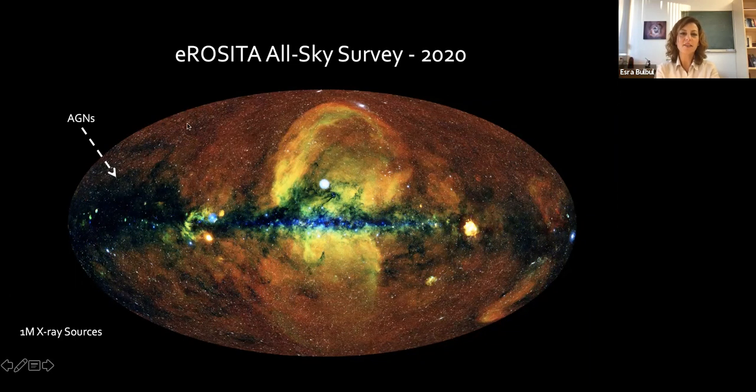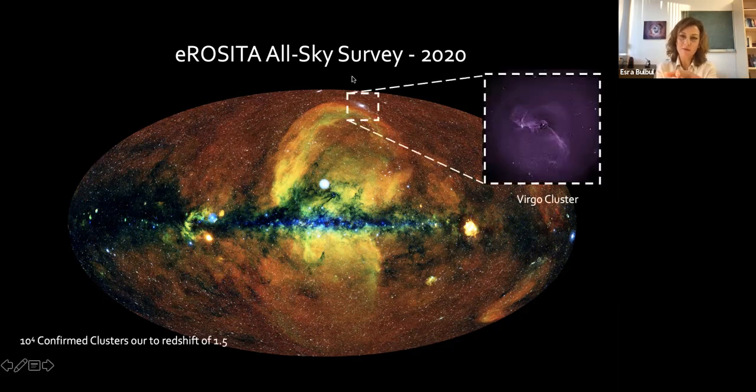You can see the active galactic nuclei point sources, which are 88% of the X-ray sources here. You can see the eROSITA bubbles that we published in a Nature paper earlier this year. But also you can see these nearby bright clusters in the sky. For example, this is the Virgo cluster, which was taken by Chandra observations. It's remarkable. In this full sky, we have detected more than 20,000 extended sources out to redshift of 1.5.